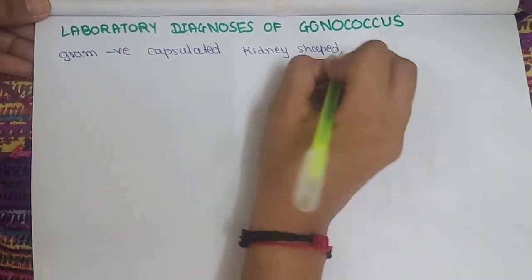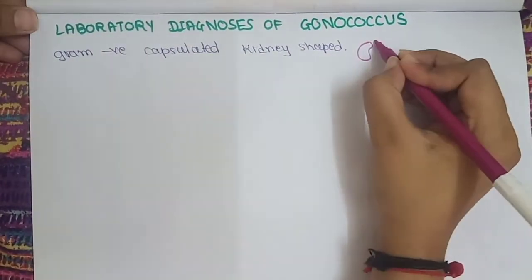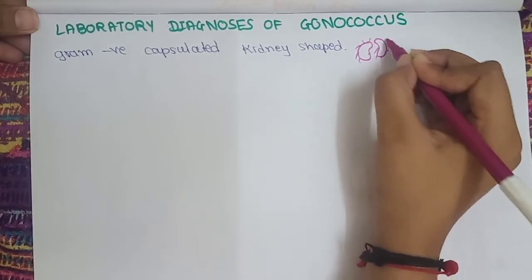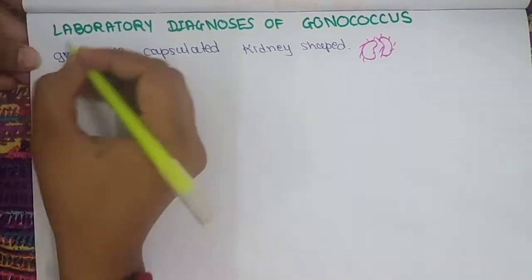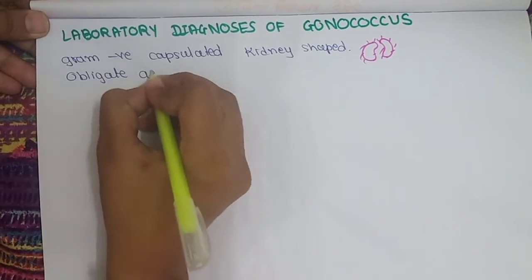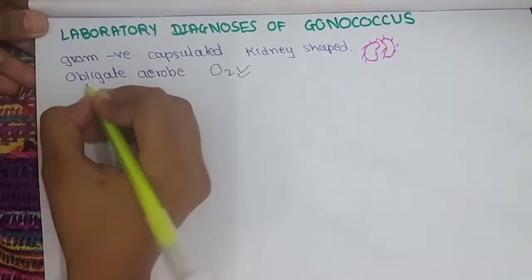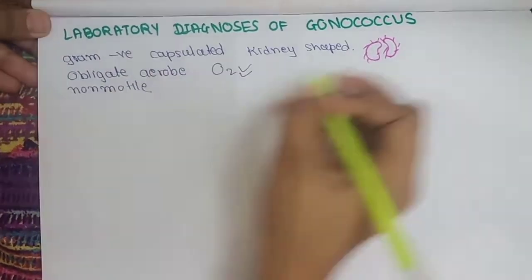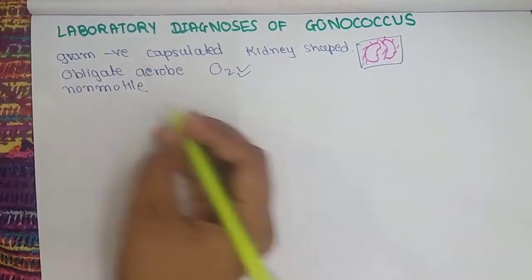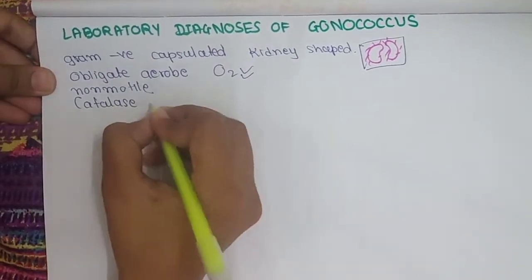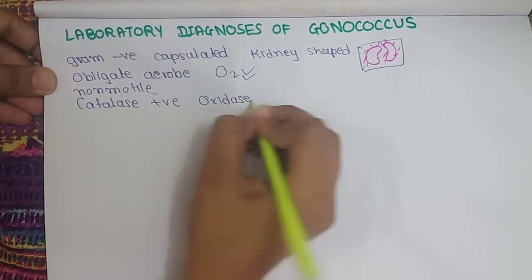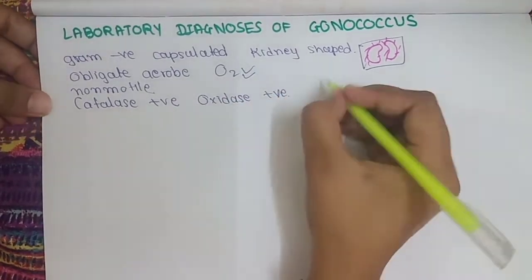Gonococcus is a gram-negative, capsulated, kidney-shaped bacteria. They have villi on their surface. They are obligate aerobes, which means they need oxygen to grow. They are non-motile, that's why I am showing it in a box. They give catalase positive, oxidase positive, and they do not ferment maltose.